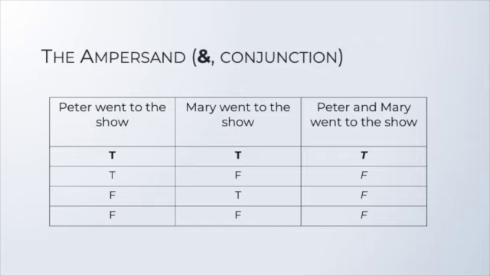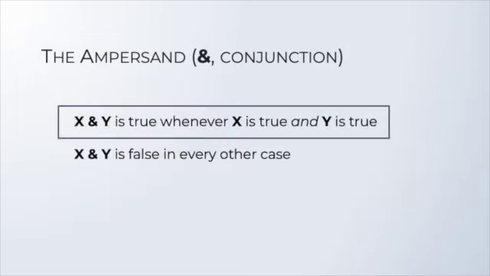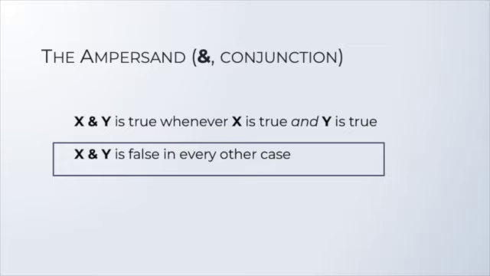You can see that the only situation that makes the sentence "Peter and Mary went to the show" true is the first one, in which both of the conjuncts are true. In all the other situations in which there is at least one false conjunct, the sentence as a whole comes out false. So, in short, X ampersand Y is true whenever X is true and Y is true, and false in every other case.